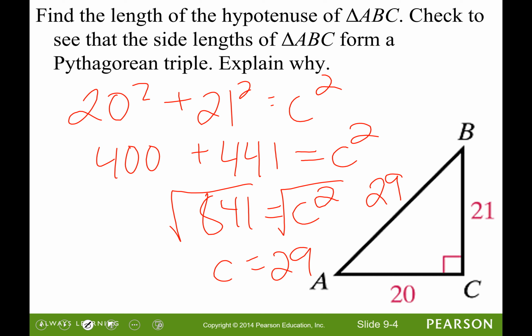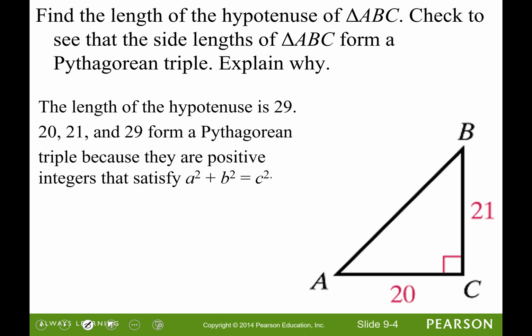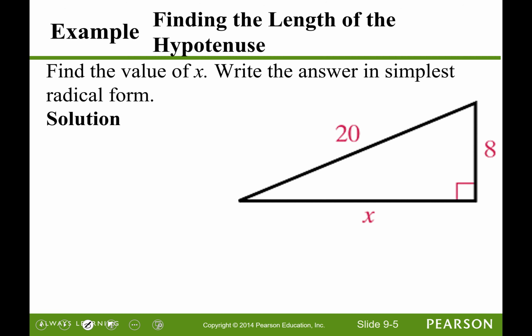All right, so now I'm going to erase my work and show it typed up. Let's see, we'll erase all that. And here it is. The length of the hypotenuse is 29. 20, 21, and 29 form a Pythagorean triple because they are positive integers that satisfy a squared plus b squared equals c squared.